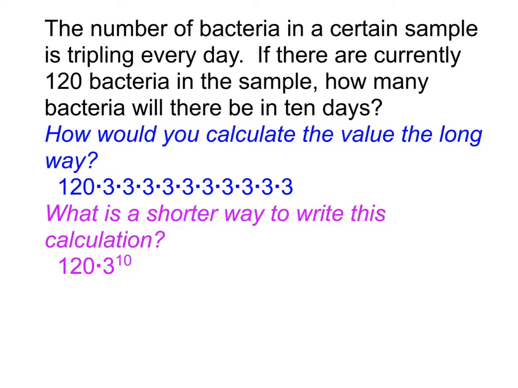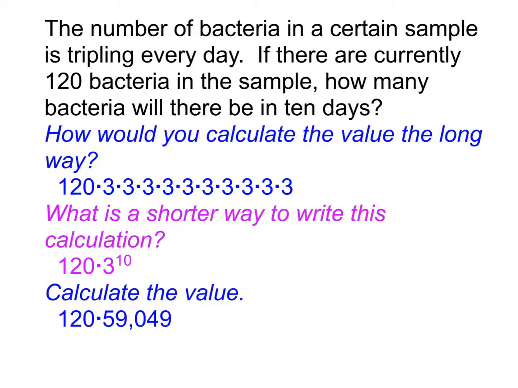All right, now for this one, we know our calculation that we're going to have to do. We're going to do 120 times 3 to the 10th. Please do that calculation. Figure out how many bacteria are going to be there after 10 days. All right, so when we go to do this calculation, again, we do the exponent first. So I'm going to do 3 to the 10th, which gives us 59,049. Multiply that by 120, and you find that we end up with 7,085,880 bacteria in this sample after that.